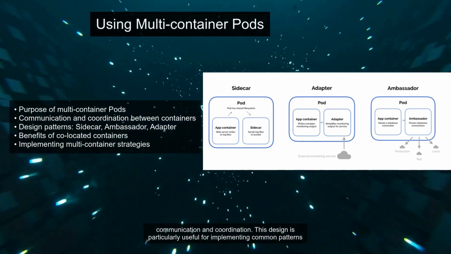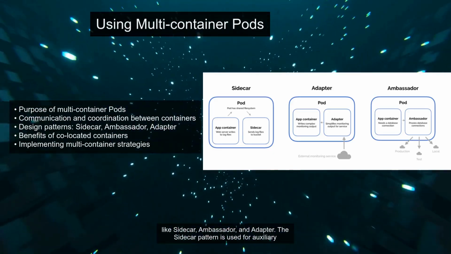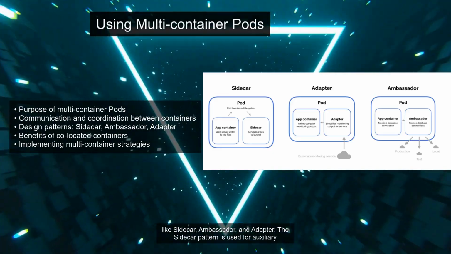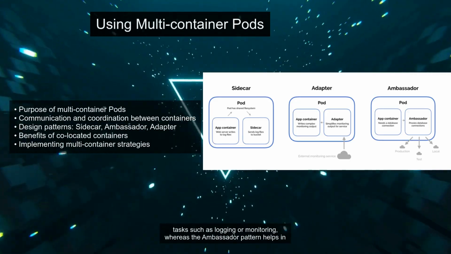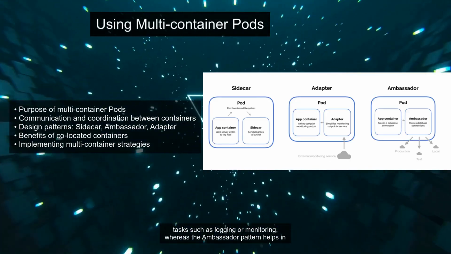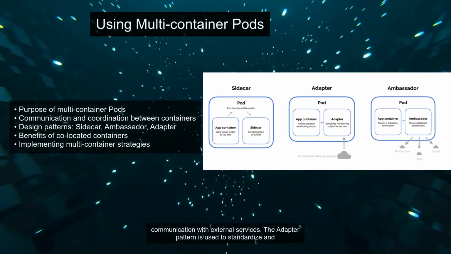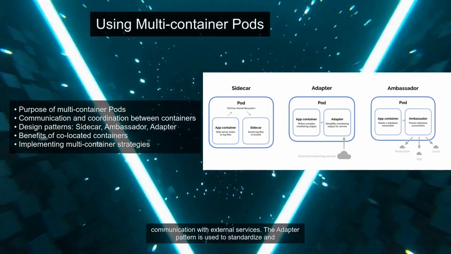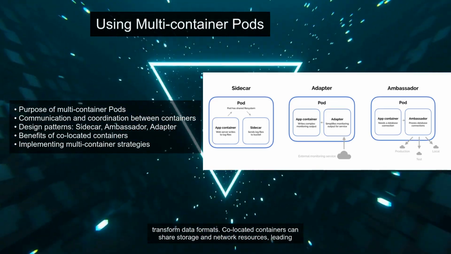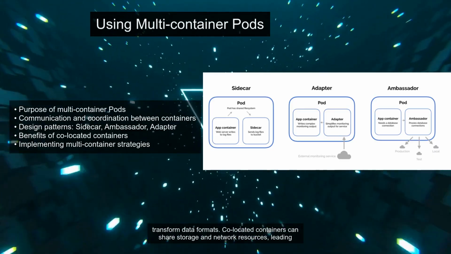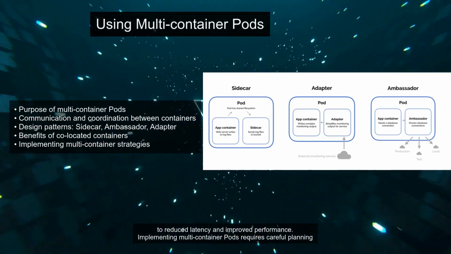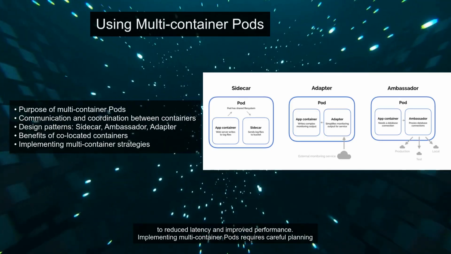Multi-container pods allow you to run closely related containers together, enabling efficient communication and coordination. This design is particularly useful for implementing common patterns like sidecar, ambassador, and adapter. The sidecar pattern is used for auxiliary tasks such as logging or monitoring, whereas the ambassador pattern helps in communication with external services. The adapter pattern is used to standardize and transform data formats.